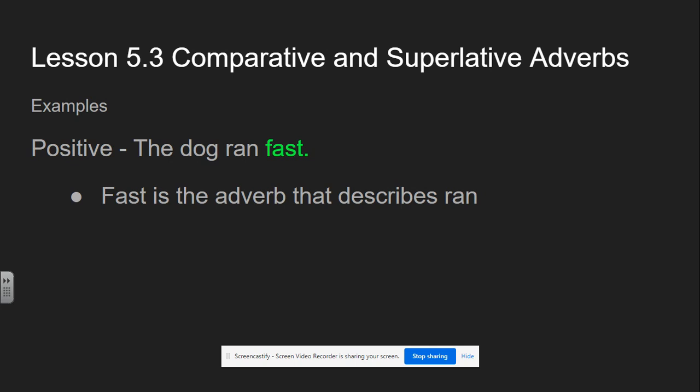All right, some examples. An example of a positive adverb would be: the dog ran fast. Fast is the adverb that describes ran. It's not comparing it to anything else. It's just simply stating a fact that the dog ran fast. That's why it's considered just a positive, because it's not comparing it to anything else.